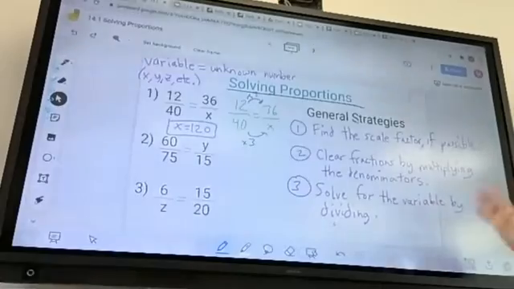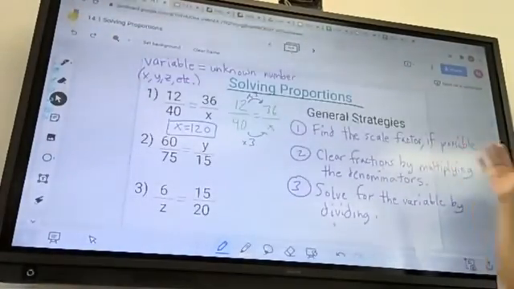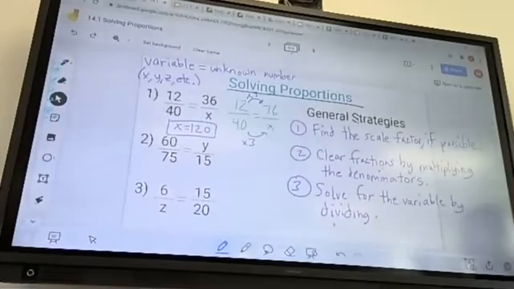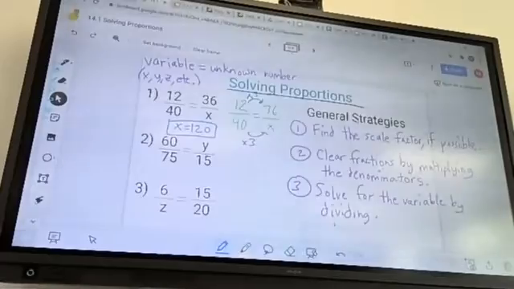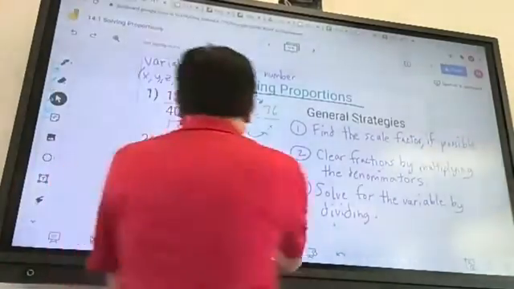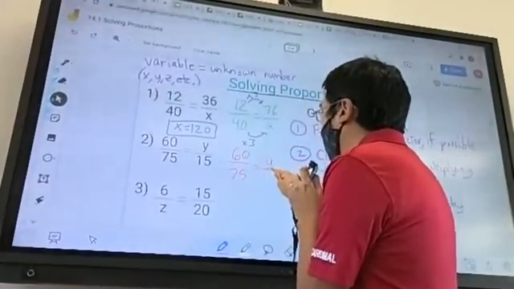So whenever you have proportions, try to find the scale factor first. It will save you a lot of time. Okay, if you can find the scale factor, you can solve the problem quickly. Okay, for a second problem, I'm going to rewrite the problem again. 60 over 75 equals y over 15.